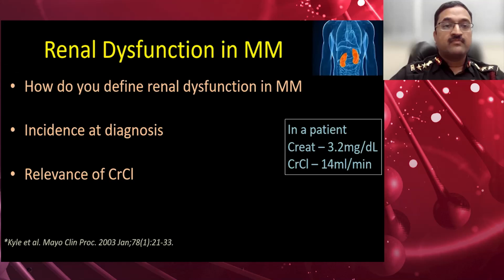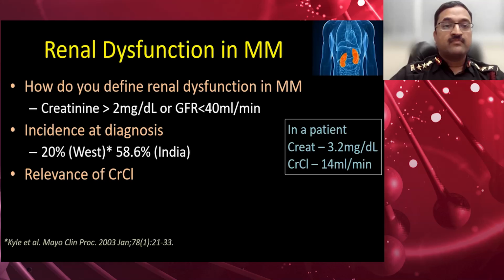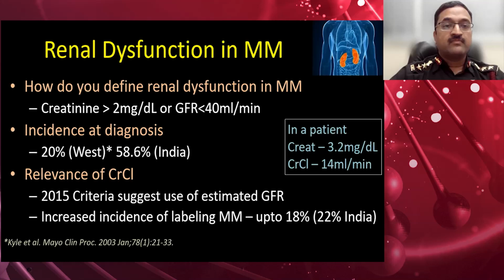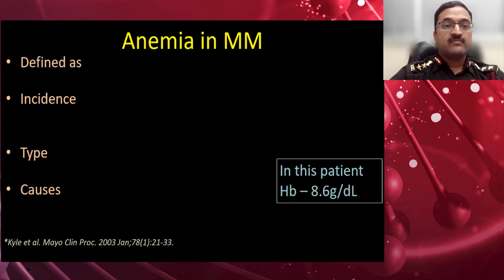So the renal dysfunction, how do we define renal dysfunction in myeloma? A creatinine of more than 2 milligram per deciliter or a GFR of less than 40 is defined as R positive. The incidence is around 20% in the West and 58% in India. And lately, people have shifted from creatinine to eGFR, which identifies patients earlier and much better when compared to using just creatinine as a criterion.